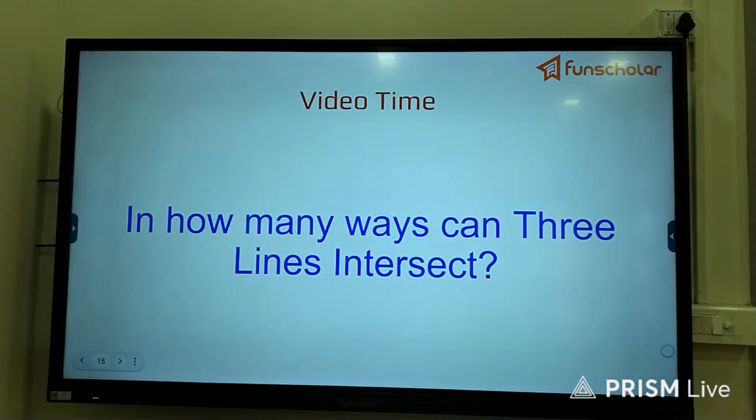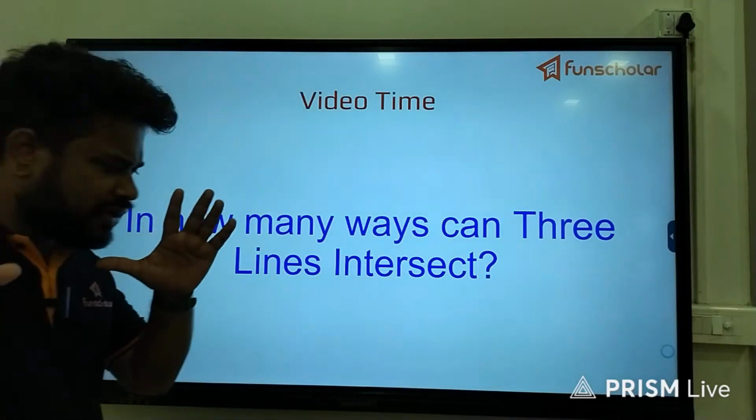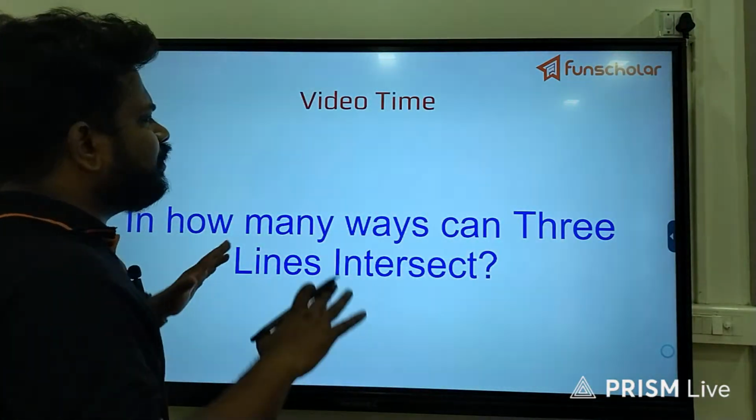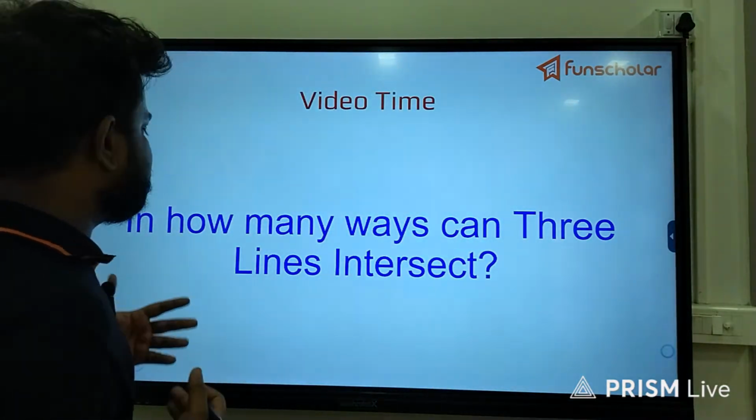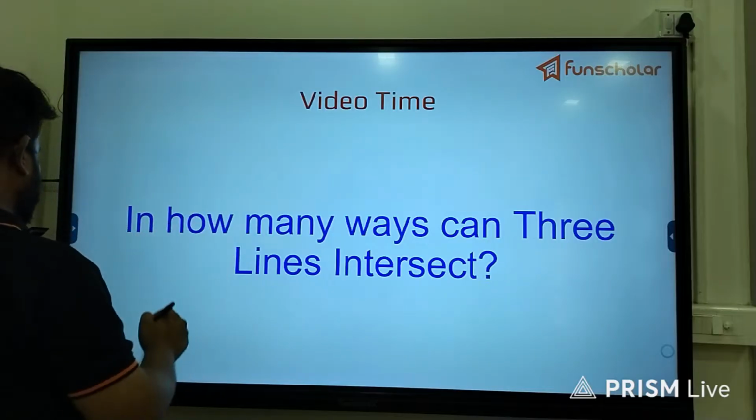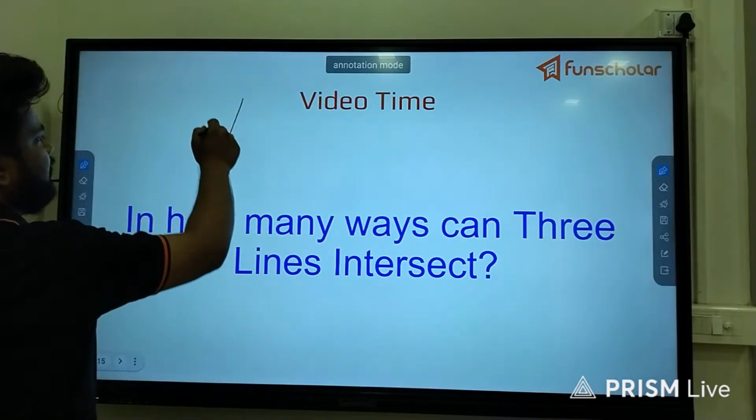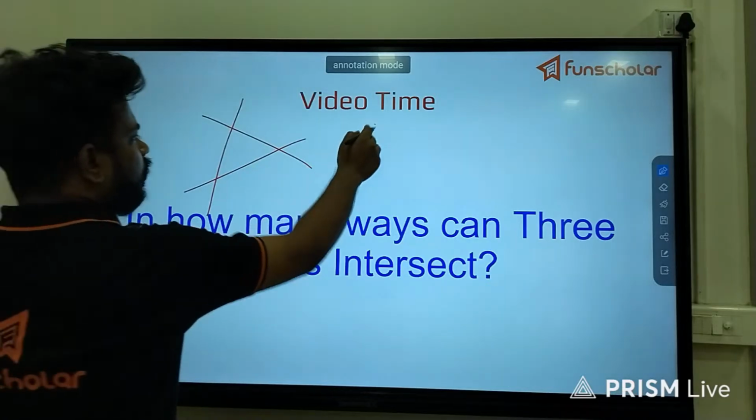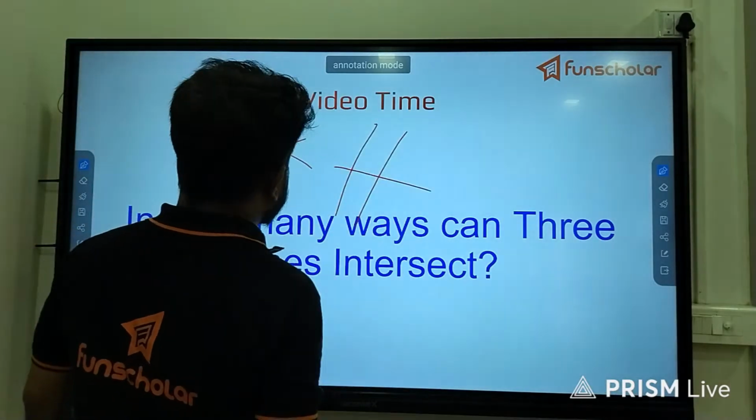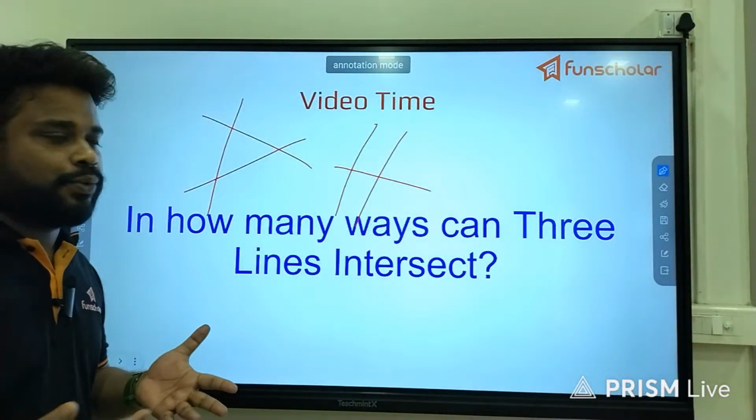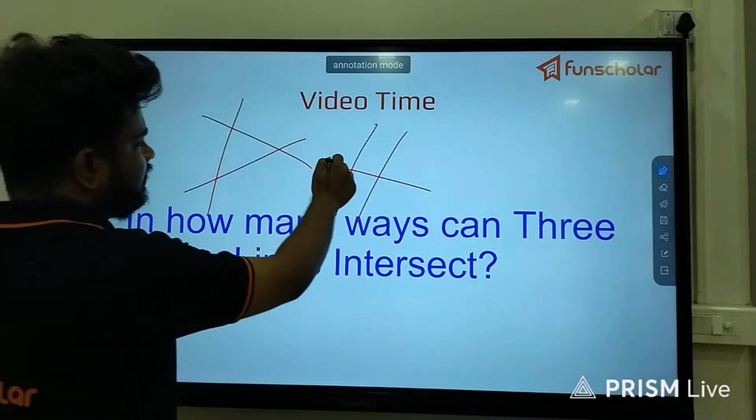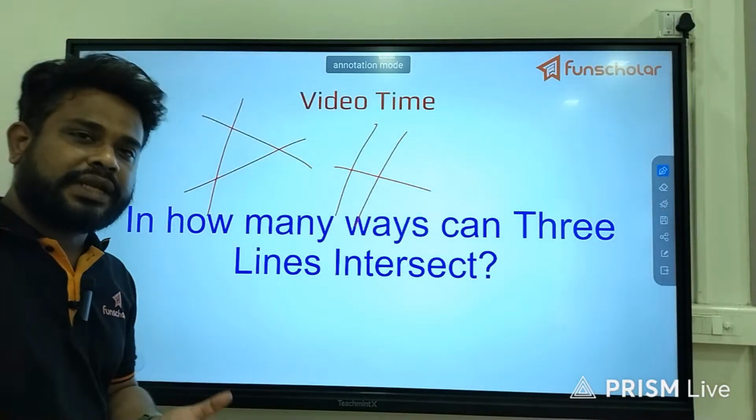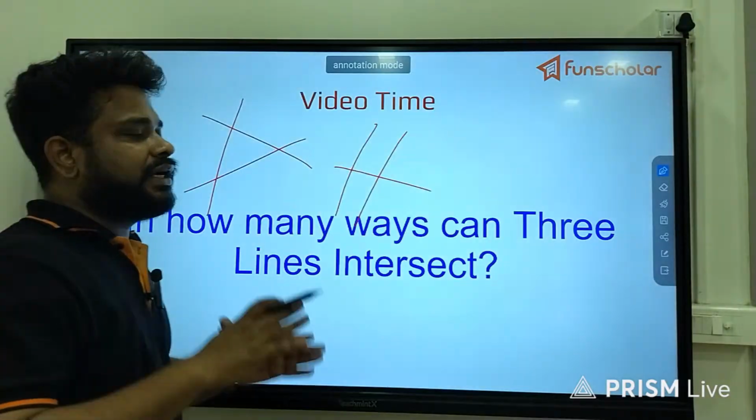Let's go next. In how many ways can three lines intersect? It has a video, so let's not play it. You can think about how many ways three lines can intersect. If I draw three lines like this, 1, 2, 3, there will be so many ways where three lines can intersect. Like it can intersect in 3 points, in 2 points, and there will be so many types of points which you can figure out.